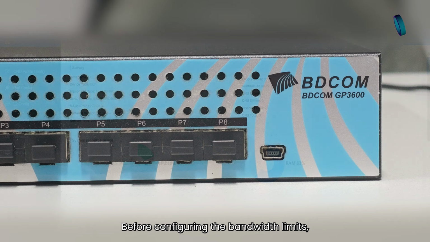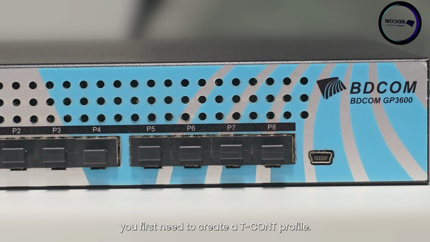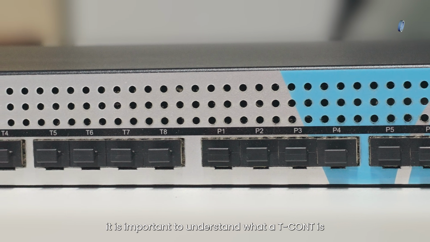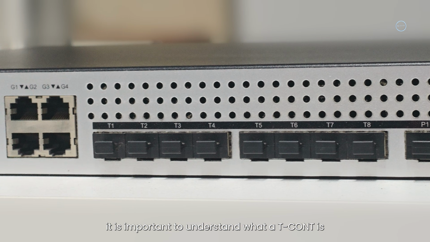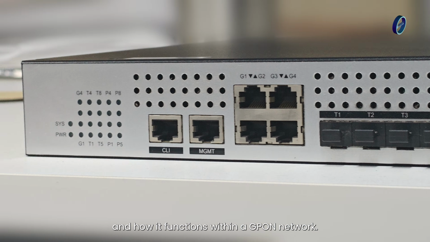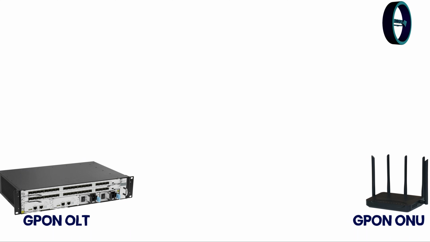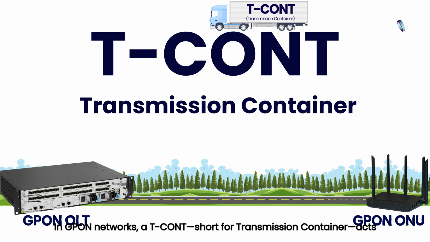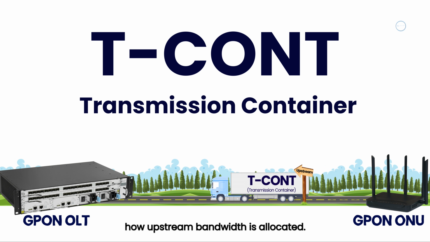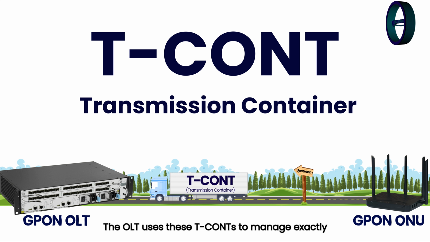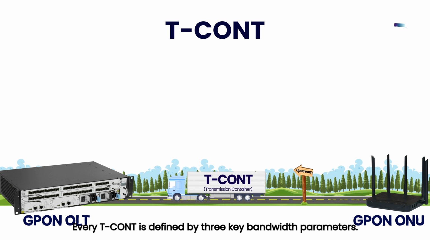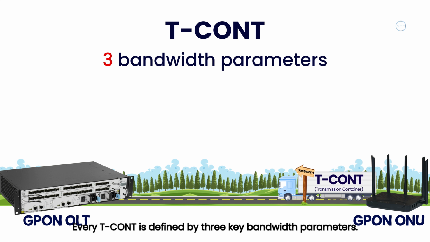Before configuring the bandwidth limits, you first need to create a T-CONT profile. However, before we proceed with the configuration steps, it is important to understand what a T-CONT is and how it functions within a GPON network. In GPON networks, a T-CONT, short for transmission container, acts as a logical container that controls how upstream bandwidth is allocated. The OLT uses these T-CONTs to manage exactly how much bandwidth each ONU or each service is allowed to use. Every T-CONT is defined by three key bandwidth parameters.